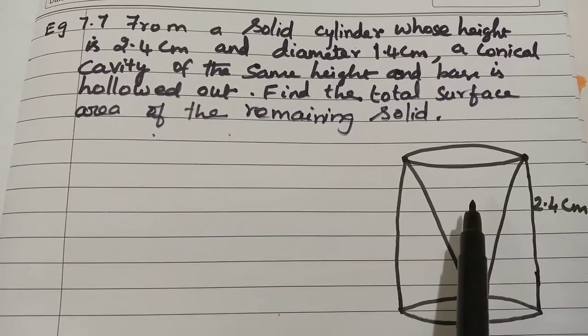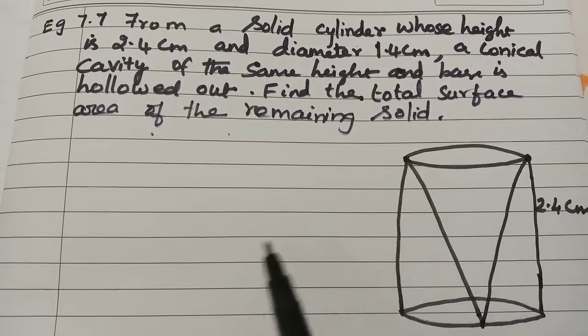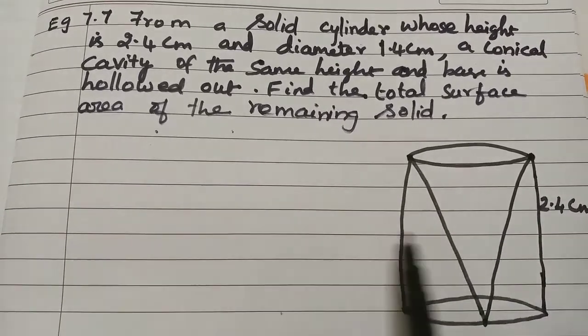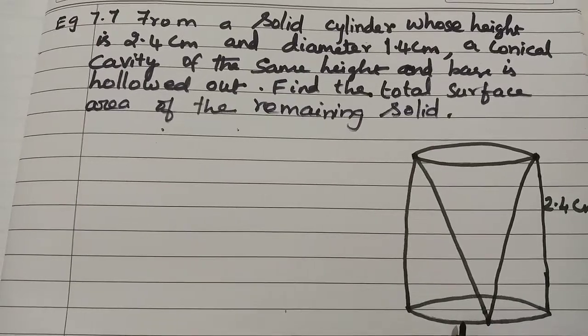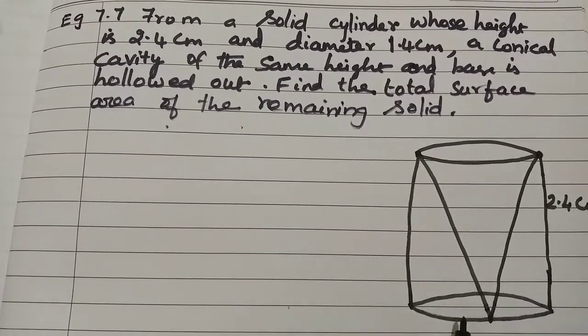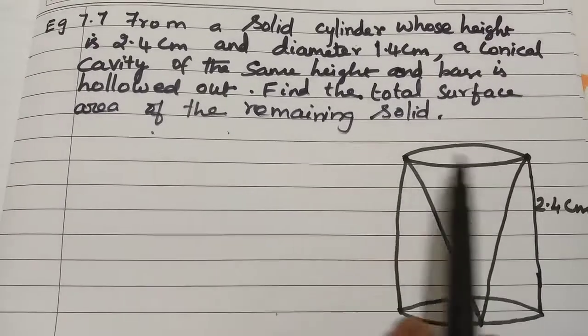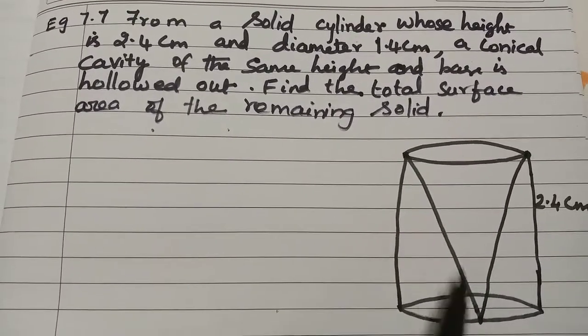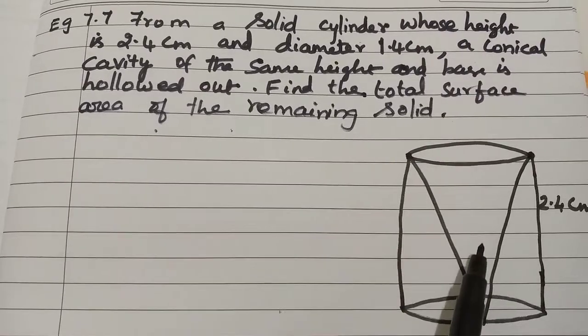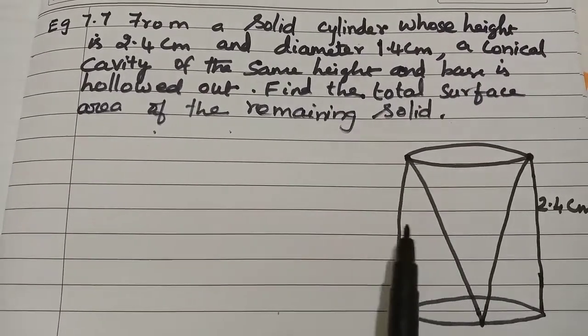So, the TSA of the remaining solid is CSA of the cylinder plus base area. TSA of the cylinder is CSA plus base area. So, CSA of the cylinder plus base area plus CSA of the cone. That is the remaining part. Okay, shall we do? What are the values given?